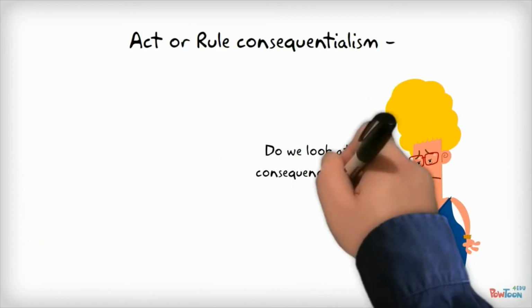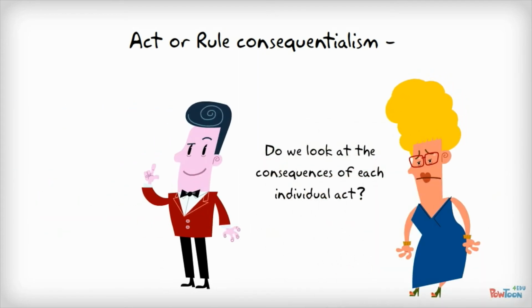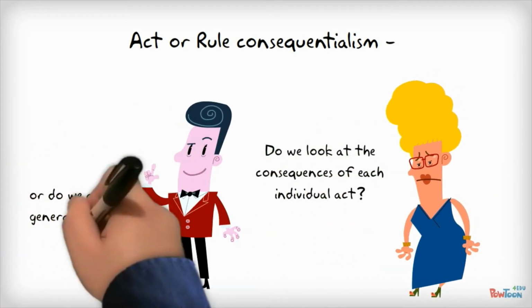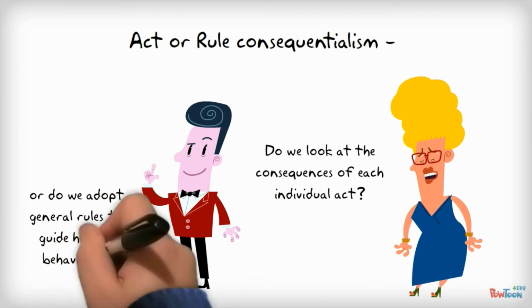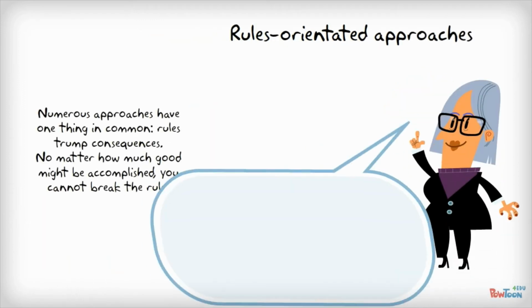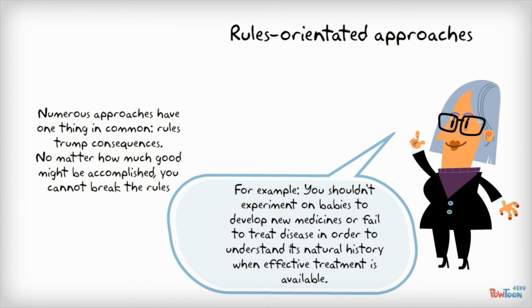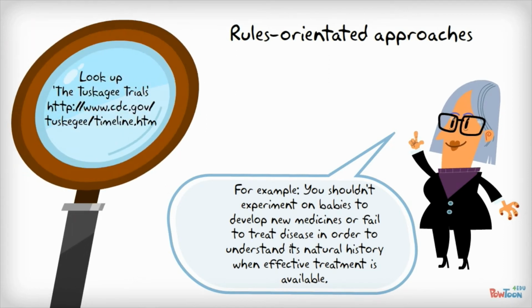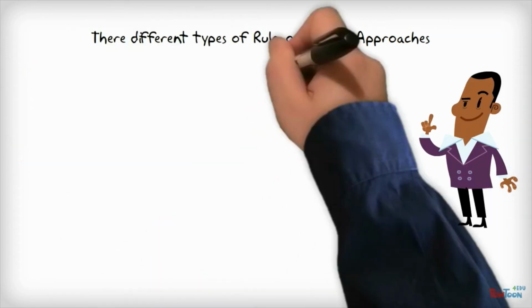So what about act or rule consequentialism? What does that mean? Do we look at the consequences of each individual act, or do we have general rules to guide human behaviour? And rules-orientated approaches have things in common. They trump consequences, so no matter how much good might be accomplished, you can't break the rules. And we see that in clinical trials. Have a look at the Tuskegee trials on the CDC website.